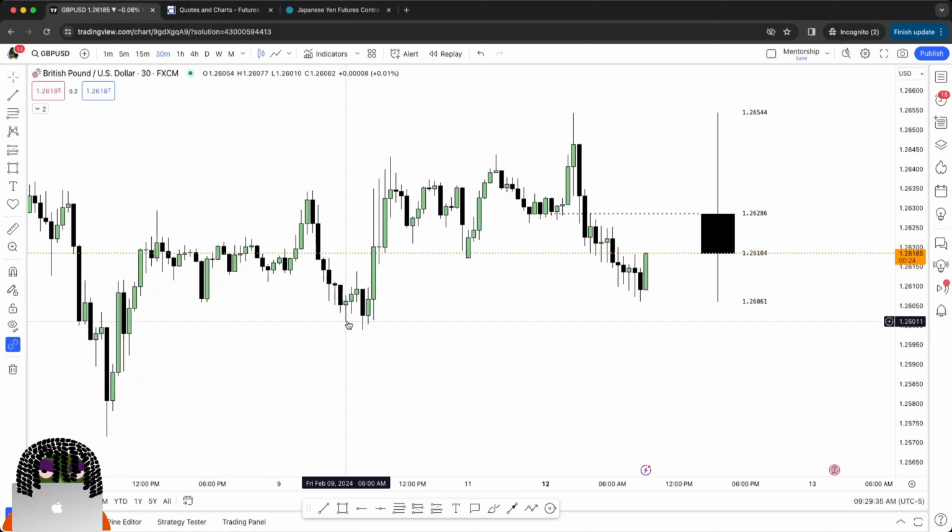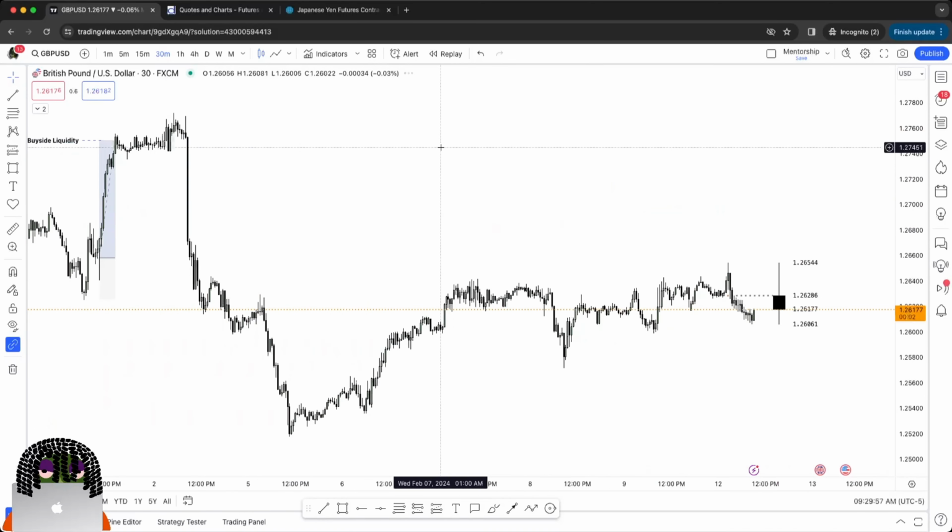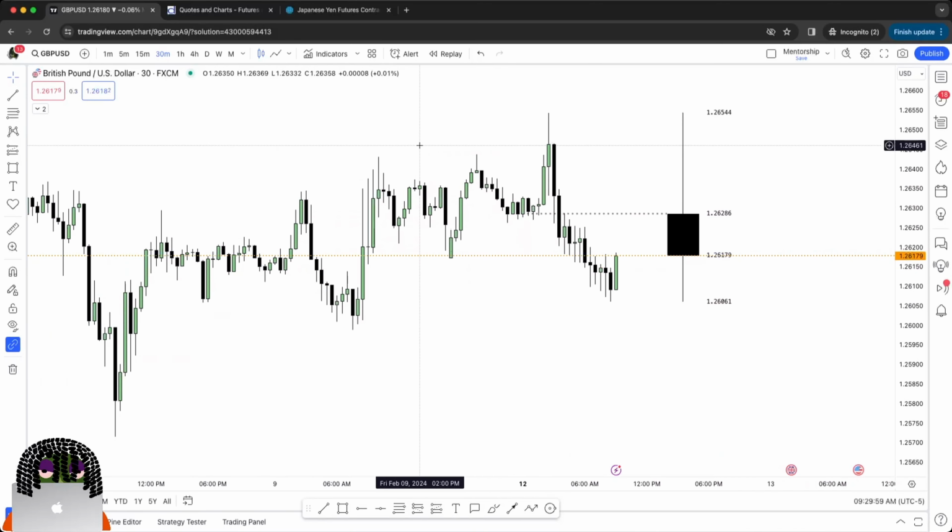Now it did do a right liquidity sweep right here, and then it ran up and made a market structure shift. But I don't really like this push, only because it did a whole lot of wicks. Yeah, so I don't really like that.